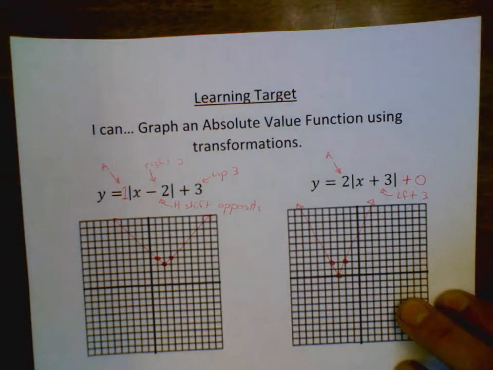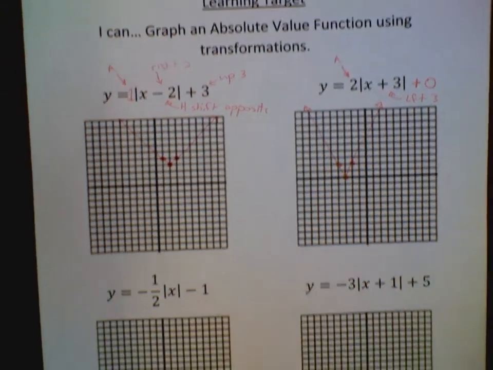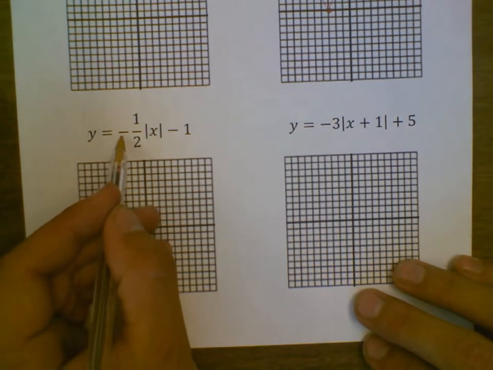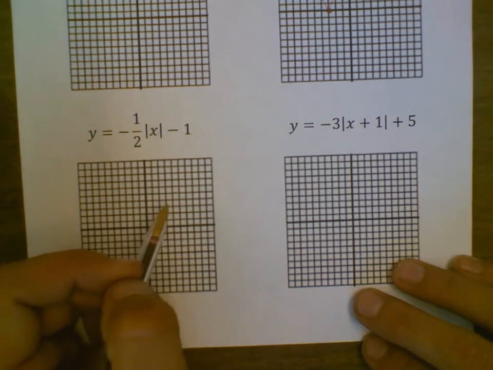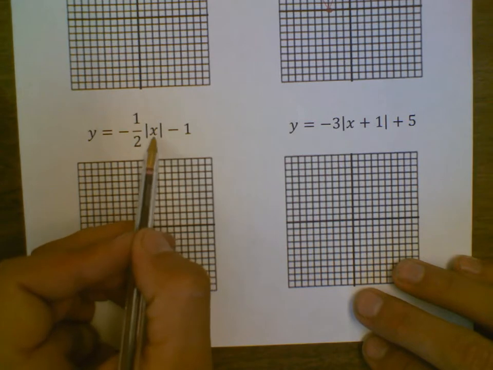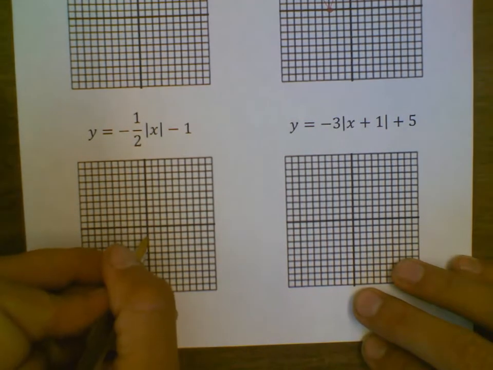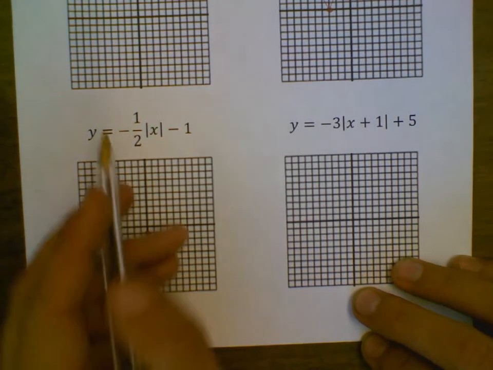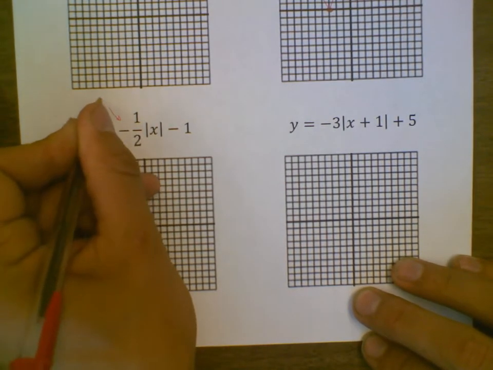Okay, let's look at 2 last examples here. This example on the left says y equals -1/2 times the absolute value of x, minus 1. Notice that there's no horizontal shift this time, right? There's nothing with the x, but we are shifted down 1. So my first point is going to be at -1. And then I have an A value that's -1/2.